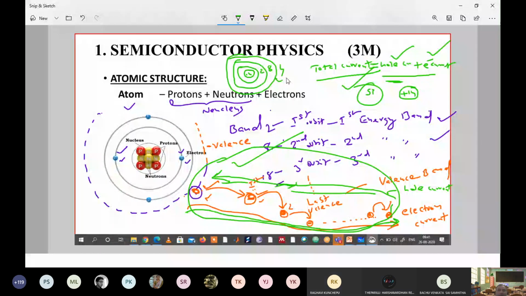How many electrons are revolving around the nucleus in it? Only 4. These 4 electrons are responsible for the flow of electricity in a silicon atom. Suppose any material is made of silicon atoms; if a current is to flow in that silicon atom, the electrons present in the third orbit alone are responsible for the flow of current. That is the conclusion here, right?